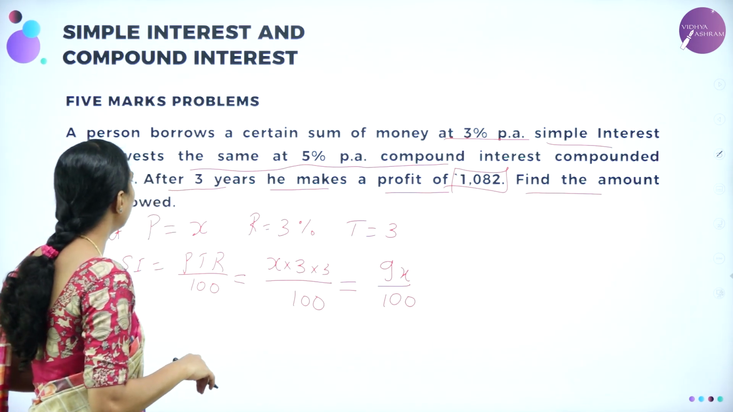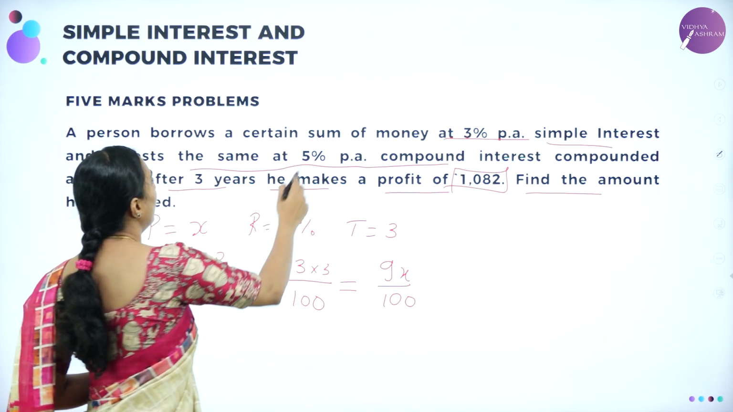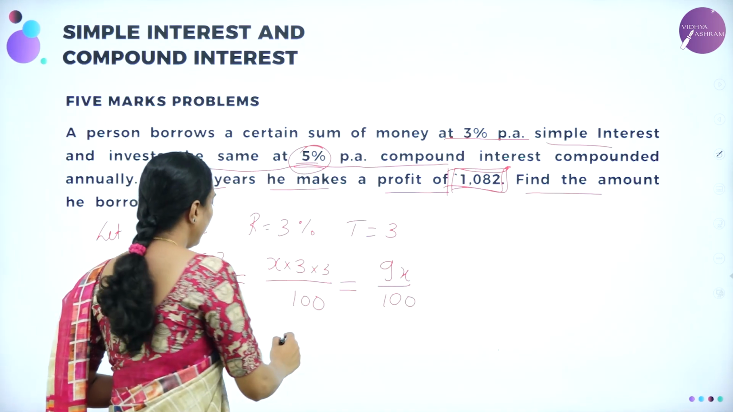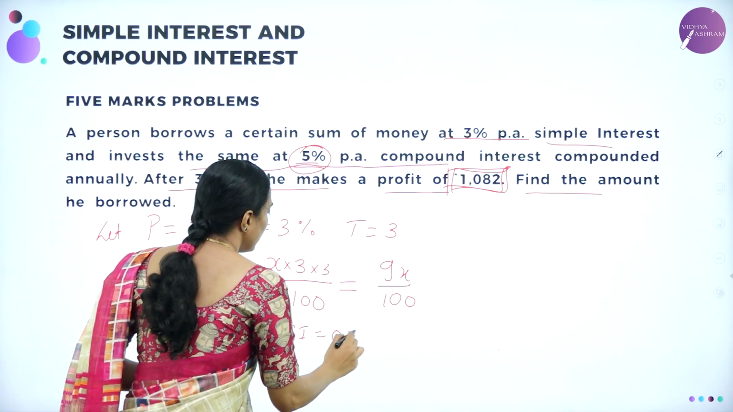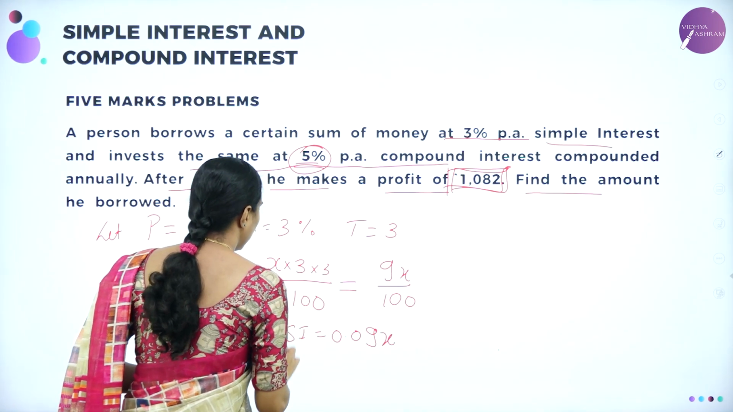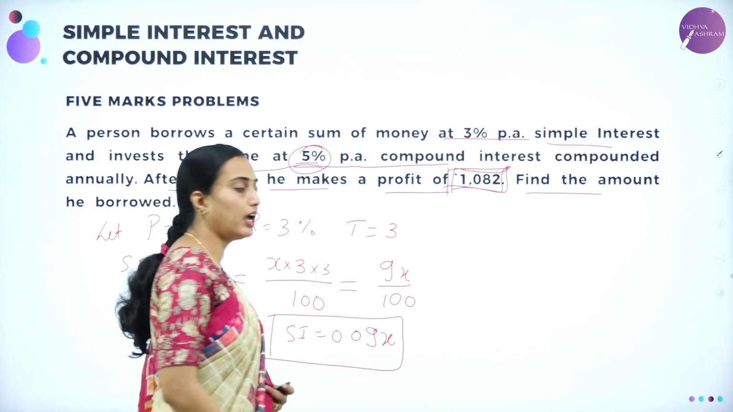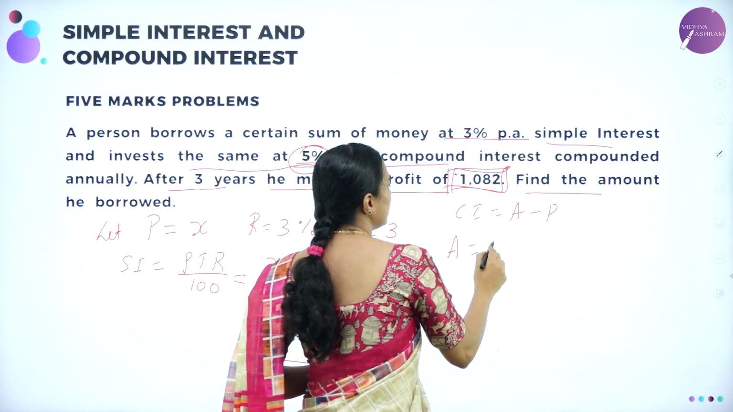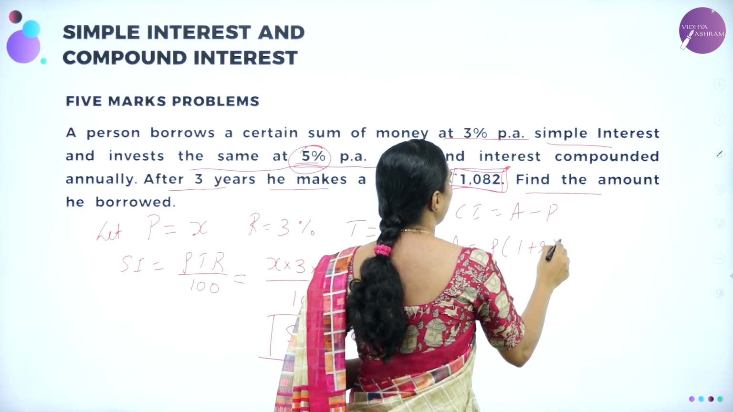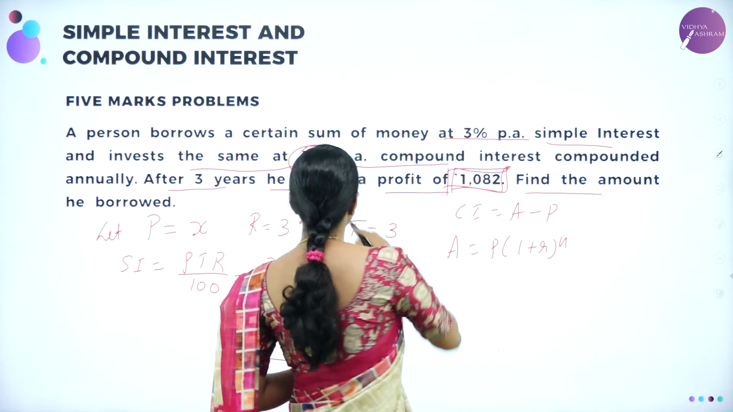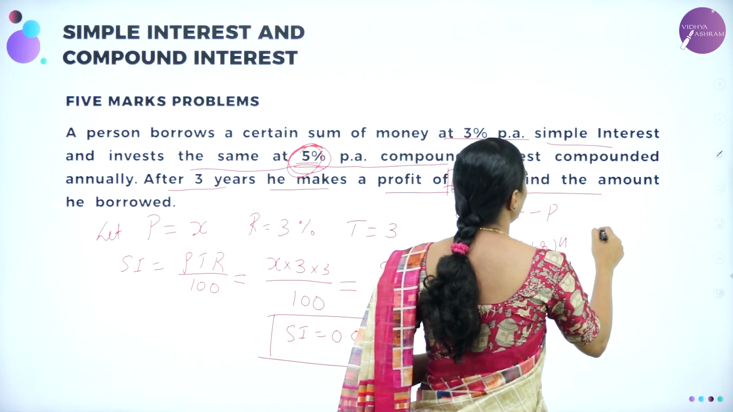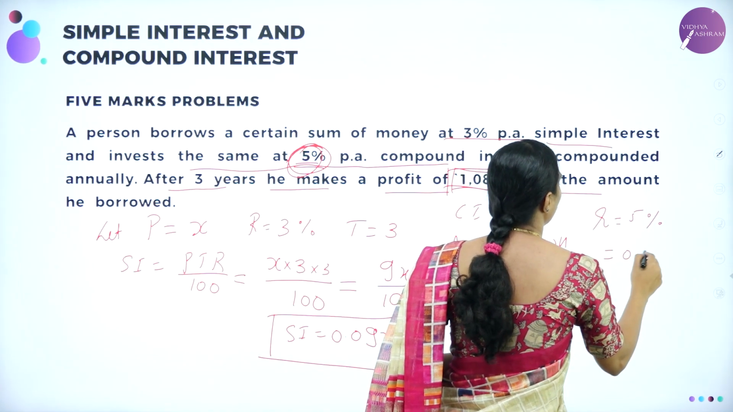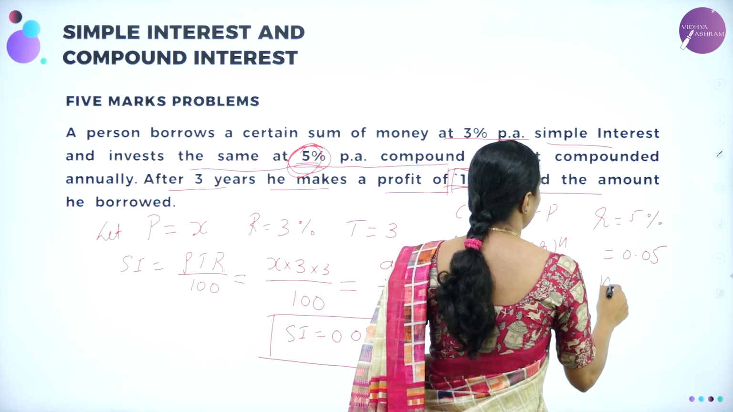Now we need to calculate the compound interest at 5%, isn't it? Now SI is equal to 9x divided by 100, which can be written as SI is equal to 0.09x. Now let me keep it as it is. Now what is CI? We know that CI is equal to A minus P, but what is A? A is equal to P into 1 plus R to the power of N. Now the R they have given for the compound interest is 5%. So therefore R is equal to 5%, which is equal to 0.05. And then N is equal to 3.